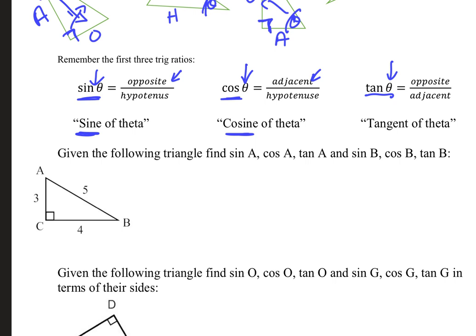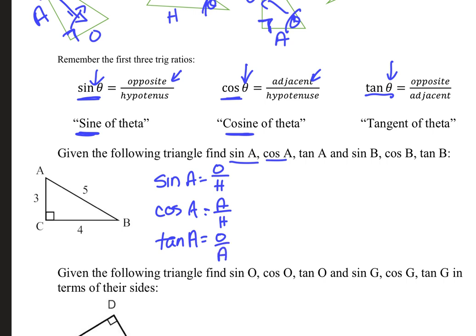So let's do a quick markup of this. We're looking to find sine A, cosine A, and tangent A, and also of B. Remember, sine of A is opposite over hypotenuse, cosine is adjacent over hypotenuse, and tangent is opposite over adjacent. So if we're talking A here, with A I'm talking about this angle. We can label our O, A, and H. This is our hypotenuse. This is A, so this is our adjacent, and then opposite it is opposite.